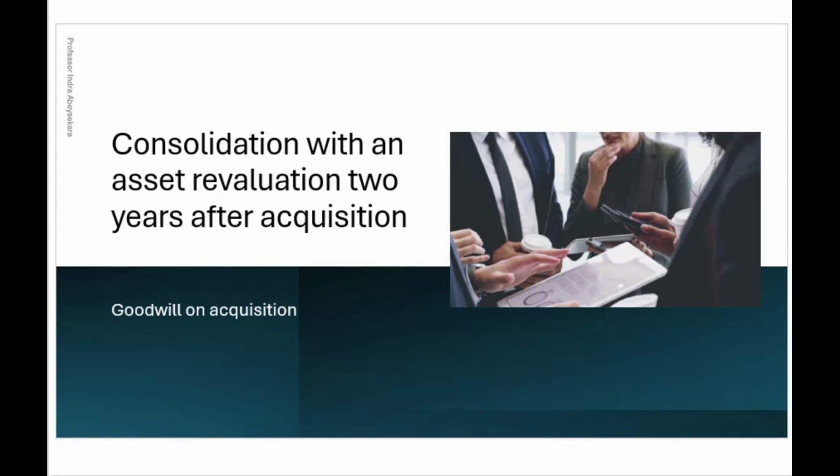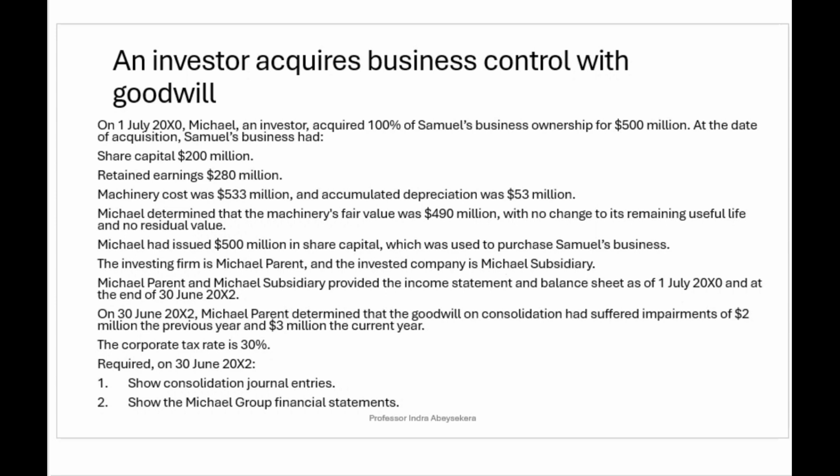This video looks at consolidation with an asset revaluation 2 years after acquisition, where there is goodwill on acquisition. The example taken here is on 1st of July 20X0, Michael, an investor, acquired 100% of Samuel's business ownership for $500 million.